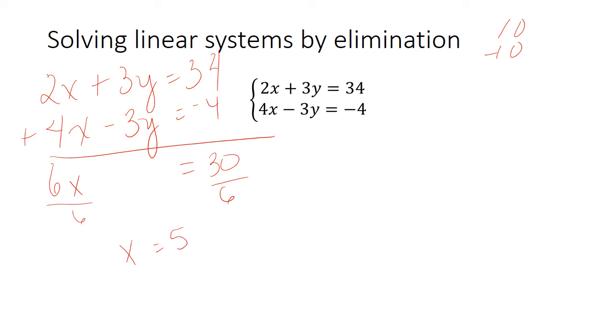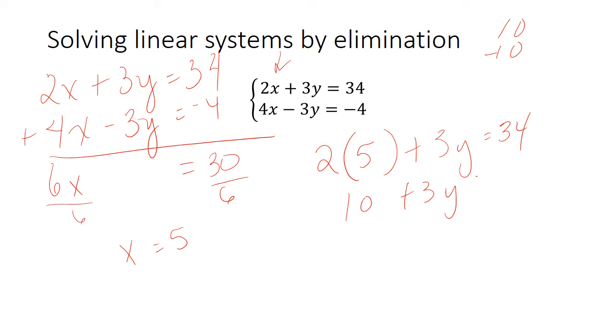I'm going to substitute that 5 back into either equation. It doesn't matter which one. So let's do the 2 times 5 plus 3y equals 34. That would be a 10 plus 3y is equal to 34. Move my 10 across, giving me 3y is equal to 24. Divide by 3, so y is equal to 8. So my point is (5, 8).